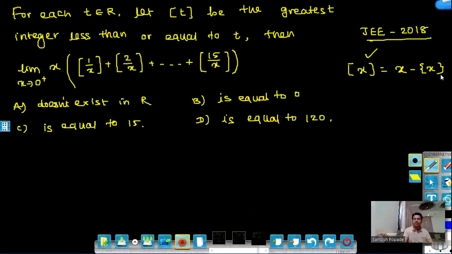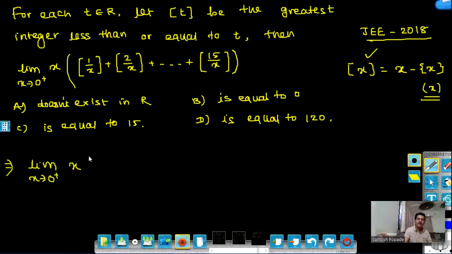Okay, so let us see now the solution to this question. We have to find the limit. Okay, so this is now equal to, let limit of x tends to 0 from the positive side, we have to calculate here.